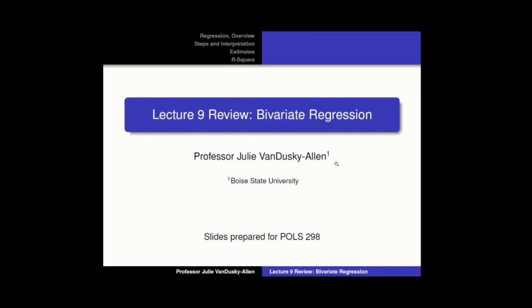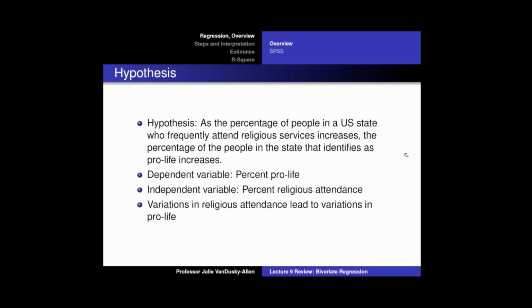This is Lecture 9 Review, Bivariate Regression. Consider the following hypothesis. As the percentage of people in a U.S. state who frequently attend religious services increases, the percentage of the people in the state that identifies as pro-life increases. In this hypothesis, the dependent variable is percent pro-life, and the independent variable is percent religious attendance. Variations in religious attendance lead to variations in pro-life.